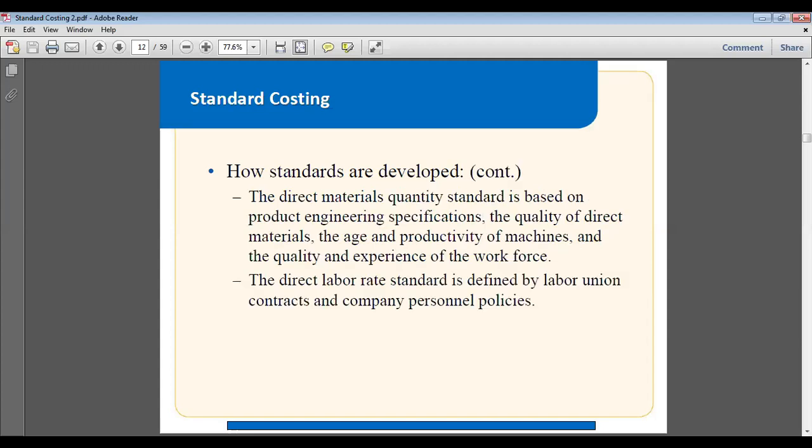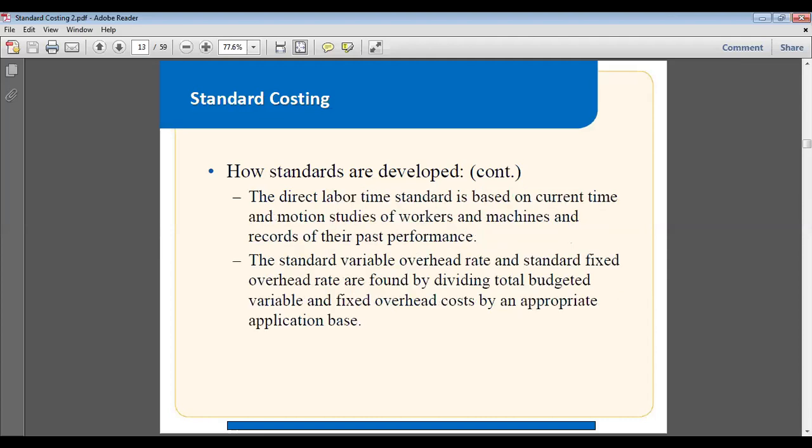Then direct material quantity standard is based on product engineering specifications. So all these are talking about standards. Then the difference between the standard and actual performance, at each and every level we differentiate between actual performance and the predetermined standard performance. So these are the factors. The direct labor rate standards are defined by labor union contracts and company personnel policies. These are the standard rates that are taken into consideration rather than giving the actual rates to the workers. So these are the standard costing development factors.